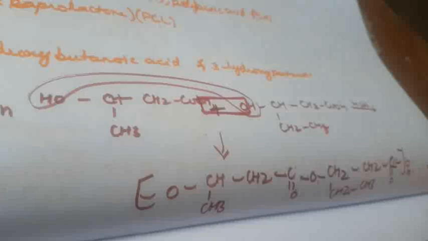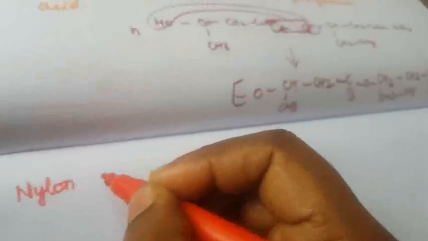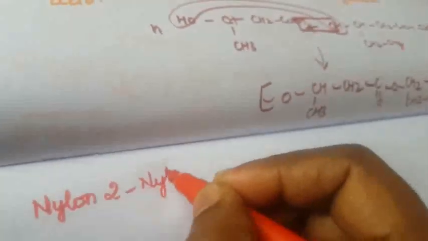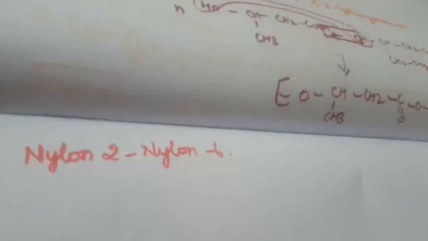Okay, so mainly it is used in orthopedic devices and controlled release of drugs. Mainly it is used in orthopedic devices. So next one is nylon 2 nylon 6. It is also a copolymer. It is a polyamide linkage. It is obtained by the condensation polymerization of the monomers glycine and aminocaproic acid.